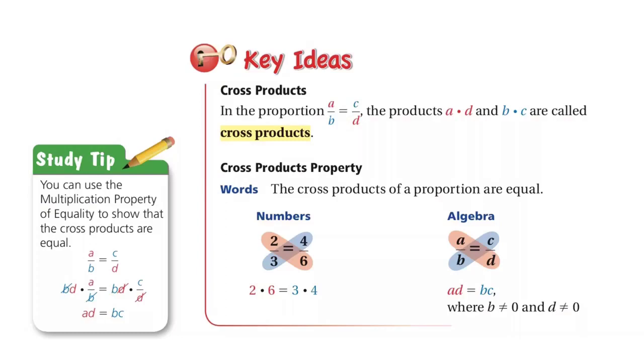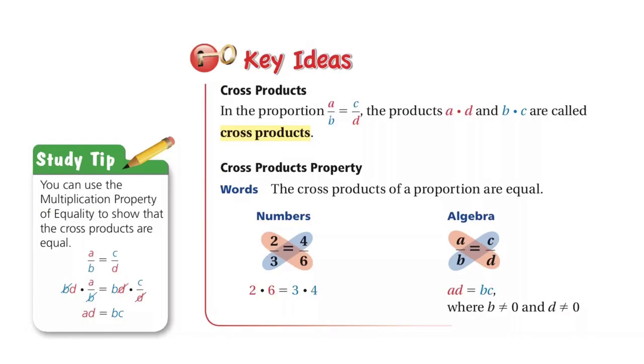The next key idea is cross products. I love cross products. In the proportion, A/B equals C/D. So that's just two fractions. They're saying they're equal to each other because it called it a proportion. The products A and D and B and C are called cross products. So notice A times D goes one cross, and then B times C goes the other cross. And the cross products property says that if the two fractions are equal, then the cross products must be equal.